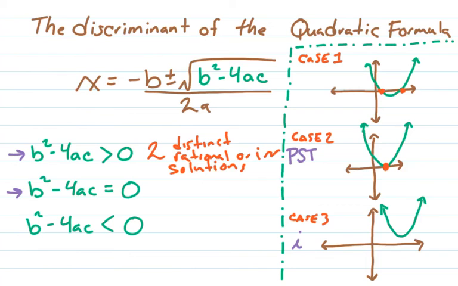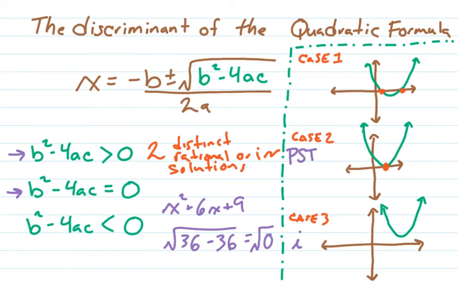Okay, let's give a quick one here. So let's say we had x squared plus 6x plus 9, a perfect square trinomial. So our discriminant would be 36, right, b squared, minus 4 times a times c. 4 times 1 is 4. 4 times 9 is 36. So 36 minus 36 is 0, and the square root of 0 is 0.